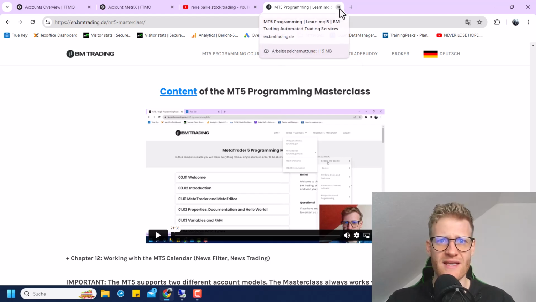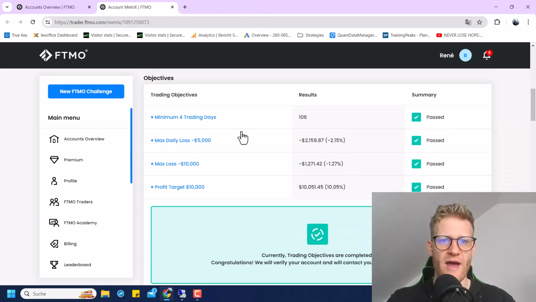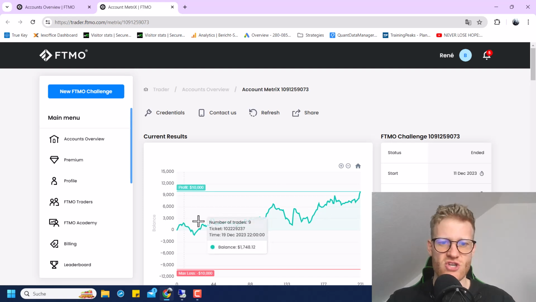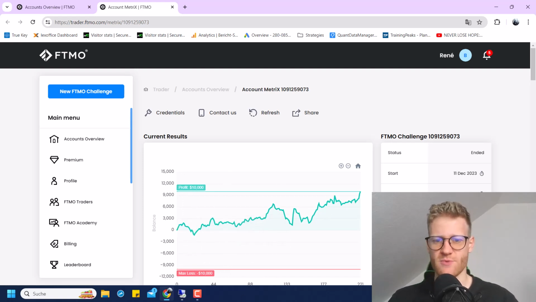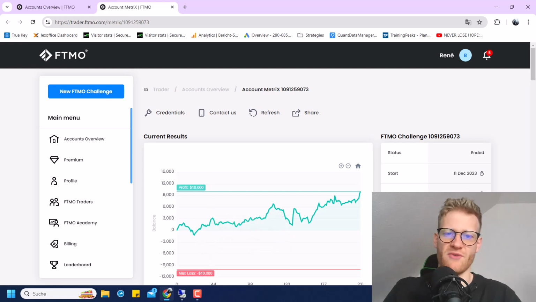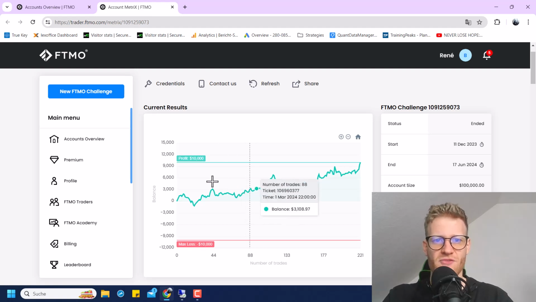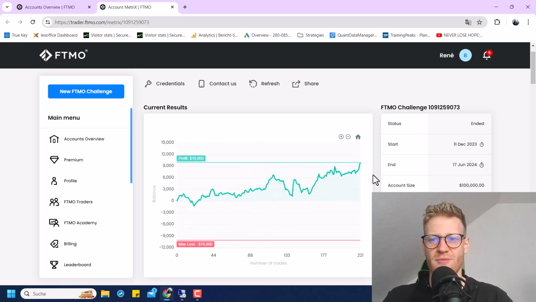And automated trading is definitely profitable. I think I've shown this in multiple streams and also here where I just passed another challenge. So with this range breakout expert advisor that you, by the way, also learn how to code in the MetaTrader 5 masterclass, I just passed my stock trading FTMO challenge.